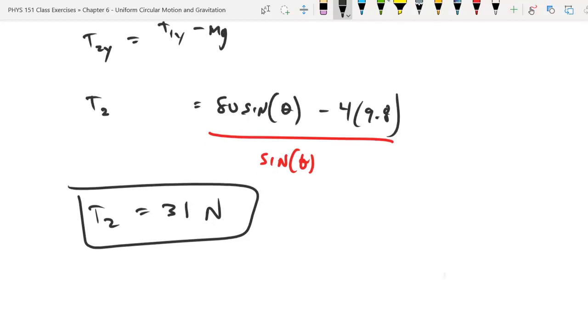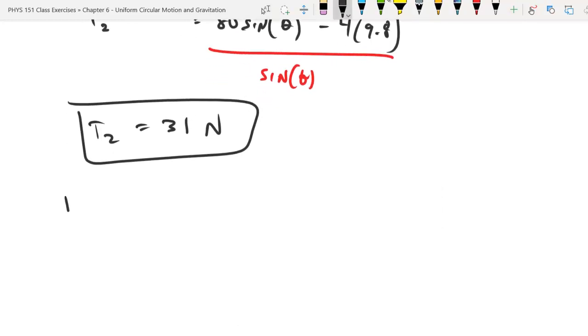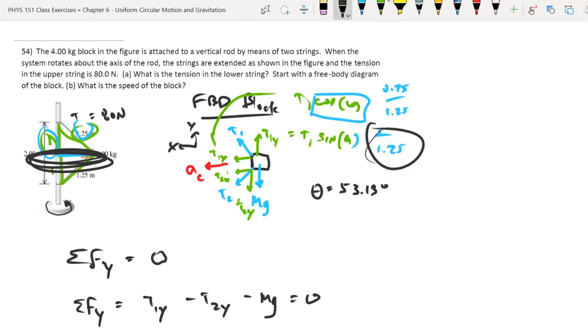So for part B, they said, what is the speed of the block? Well, how fast is this block going? I have to recognize that the speed of the block is related to the centripetal acceleration, right? I can get v squared over r as my centripetal acceleration. So if I know the centripetal acceleration and I know r, I can find v squared.